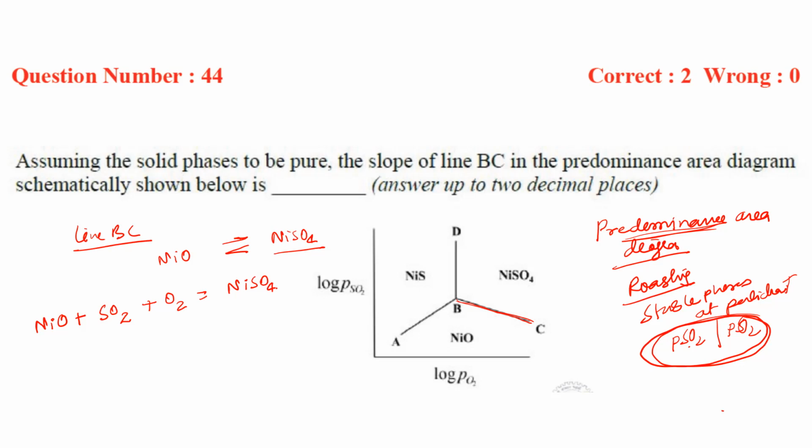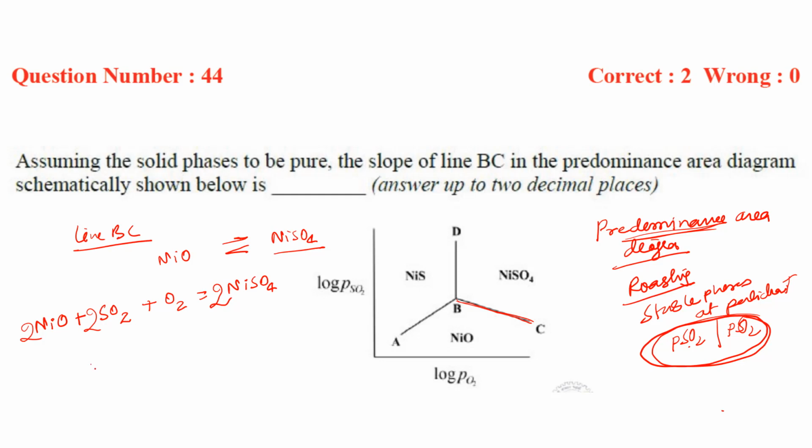Now we will try to balance this one. If you balance this, the oxygen on the left side is 4 and 5, right? Let us balance it here. Suppose we multiply by 2, then 2 nickel, 2 sulfur, and oxygen, you count, it is 8. So on the left-hand side also it is 8.